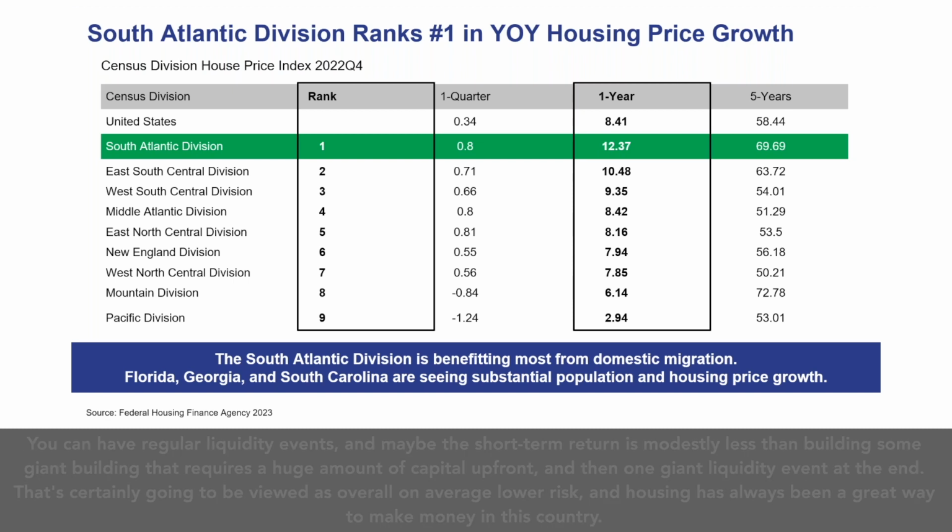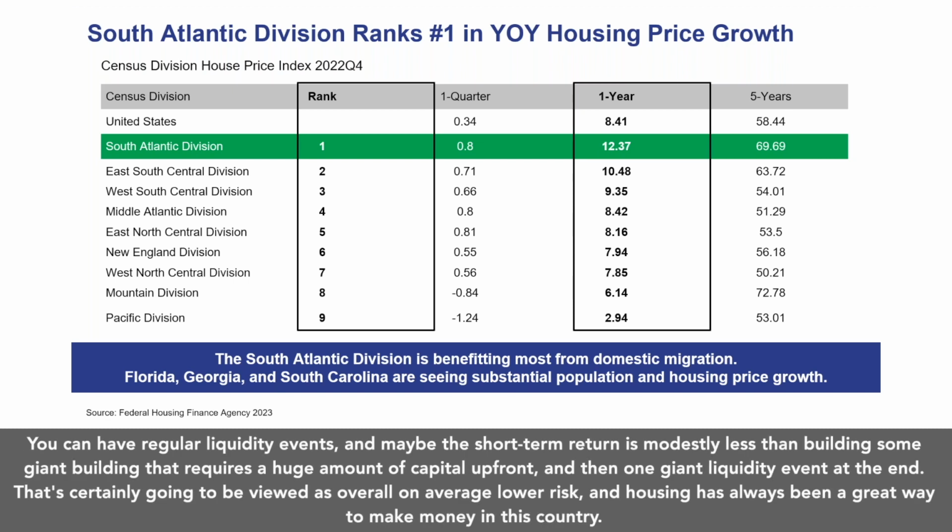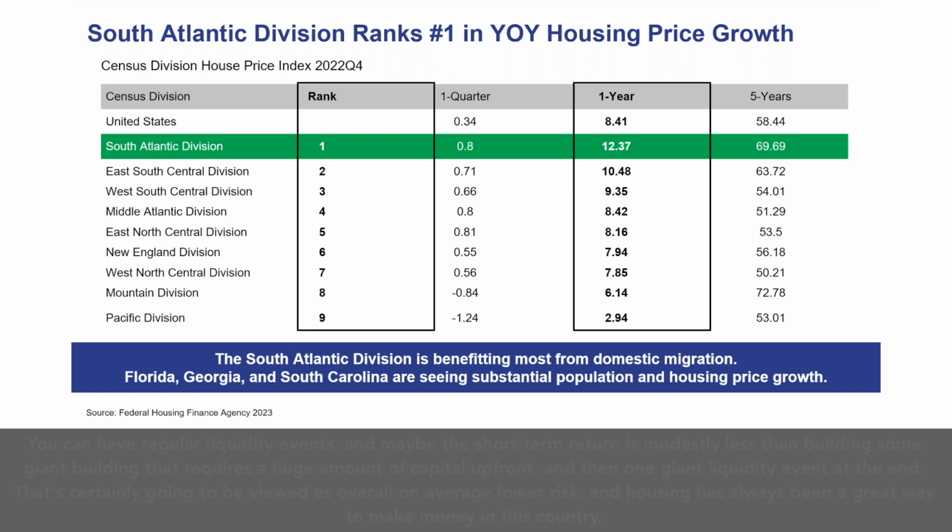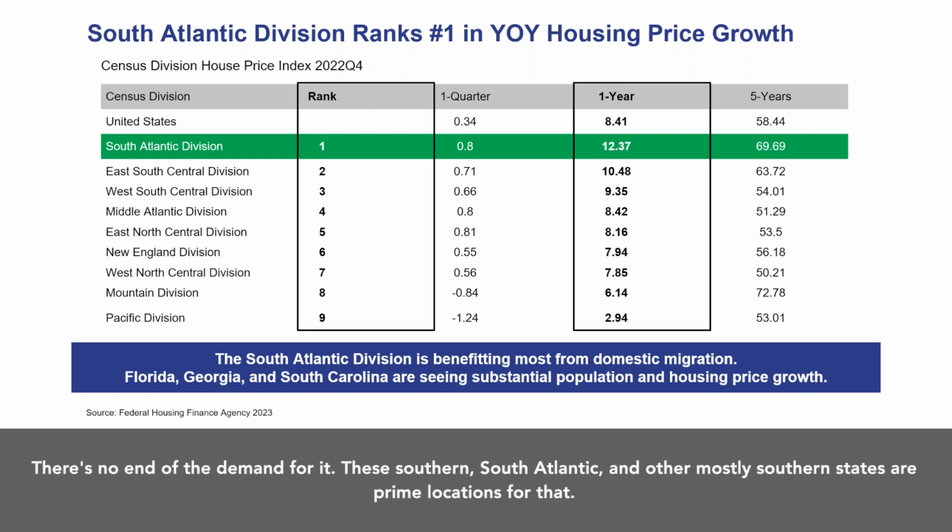You can phase it. You can have regular liquidity events, and maybe the short-term return is modestly less than building some giant building that requires a huge amount of capital up front and then one giant liquidity event at the end. That's certainly going to be viewed as, on average, lower risk. And housing has always been a great way to make money in this country, and there's no end to the demand for it. And these South Atlantic and other mostly southern states are prime locations for that.